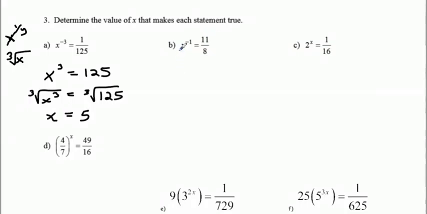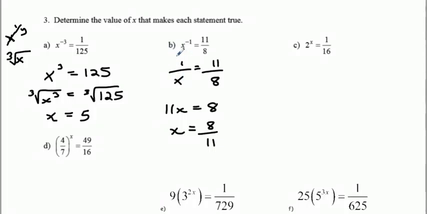Well, that's an interesting one. If we have x to the negative 1, then we can really write that as 1 over x, right? To the positive 1, but why would we write the positive 1? So 1 over x equals 11 over 8, and you could cross multiply, or you just know that the result of this has to be the reciprocal here. So again, it's not guess and check.